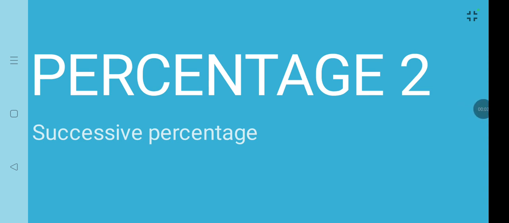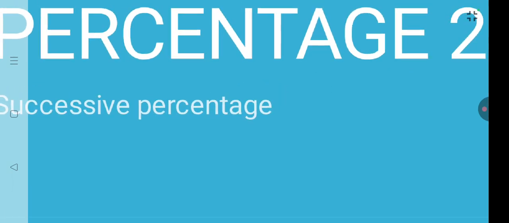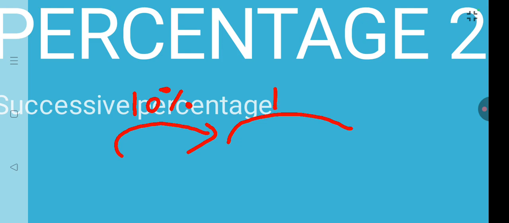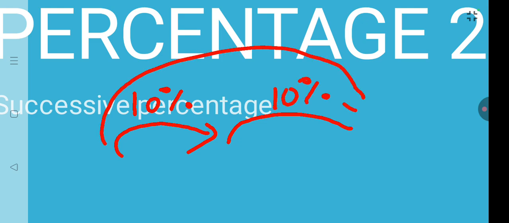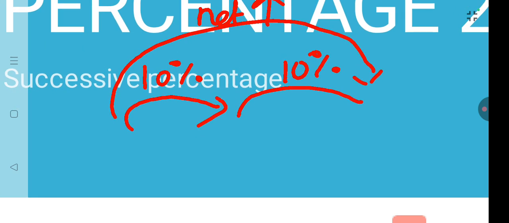This video will make you understand the successive percentage problems. So, what is successive percentages? For example, the salary of an employee first increased by 10 percentage, then another 10 percentage. Then what is the total or net percentage increase? Like that, the question is asked. How do we do these problems?